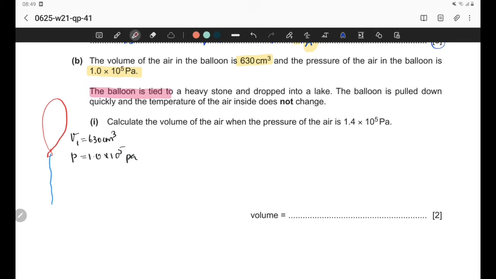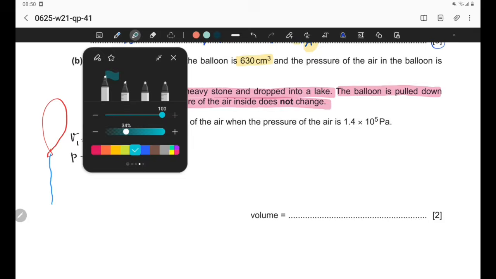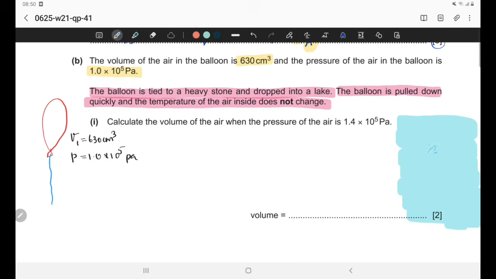The balloon is tied to a heavy stone and dropped into a lake. The balloon is pulled down quickly and the temperature of the air inside does not change. So the balloon is pulled down in the lake, tied with a heavy stone.